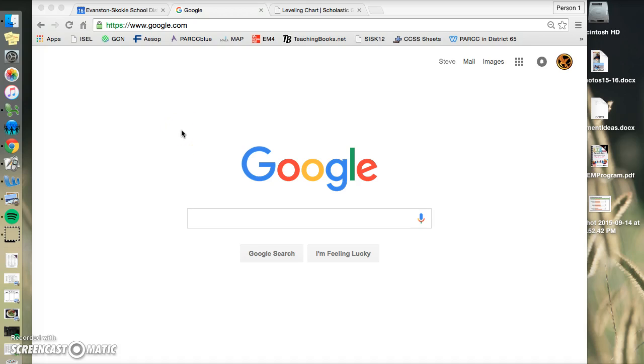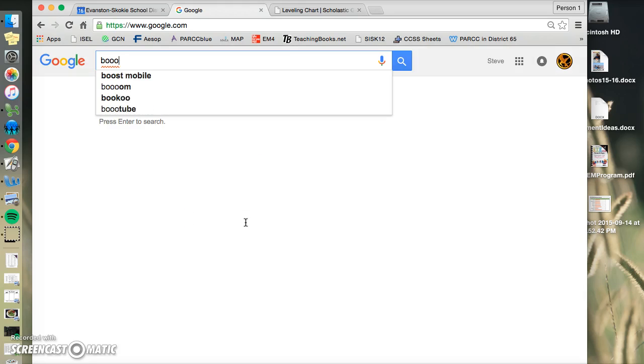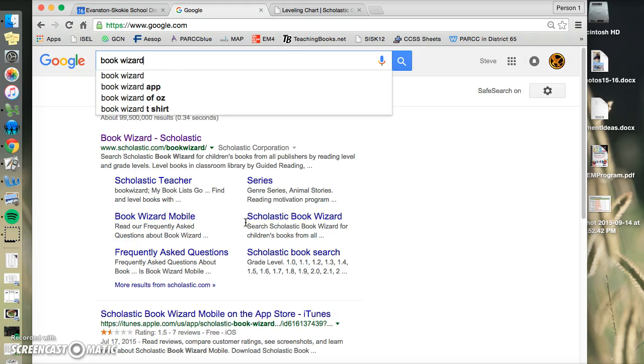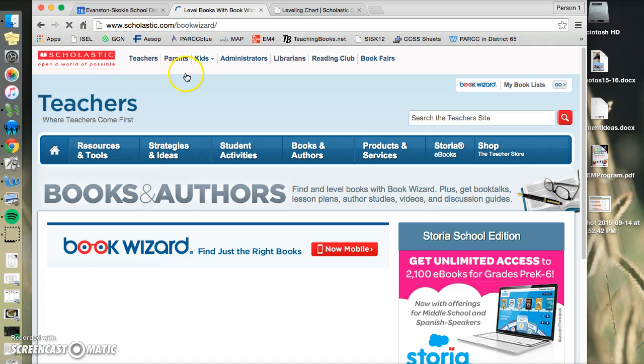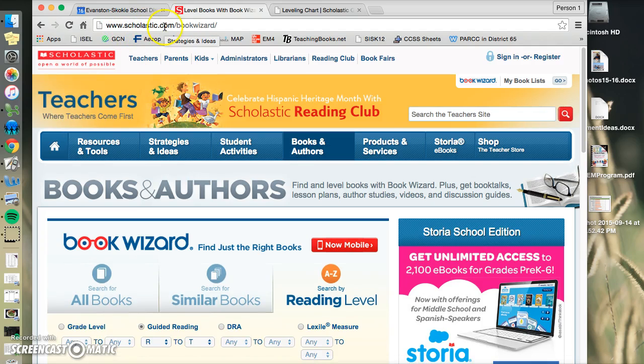So to find a reading level, I like to remember as little as possible whenever possible. To go to Google, the only thing we need to remember is something called Book Wizard. If I look up Book Wizard, the first result that should come up should be from Scholastic Books. You can also access Book Wizard just by typing in scholastic.com/bookwizard.